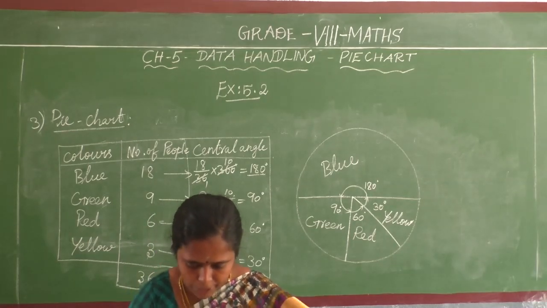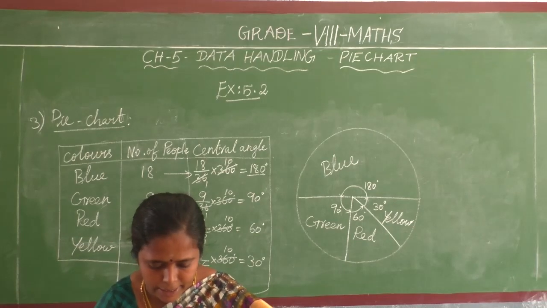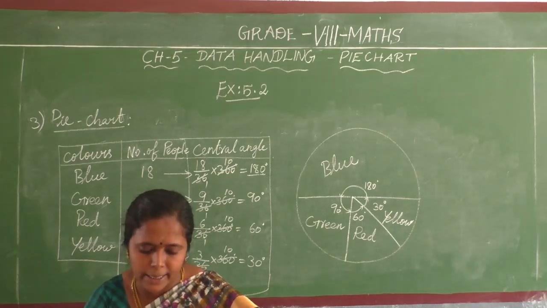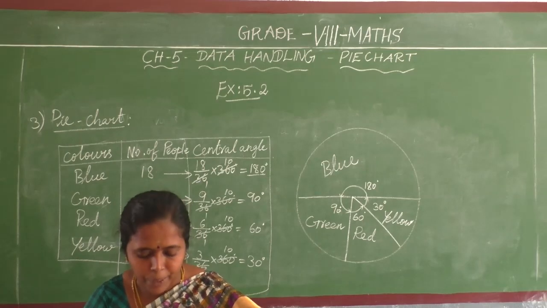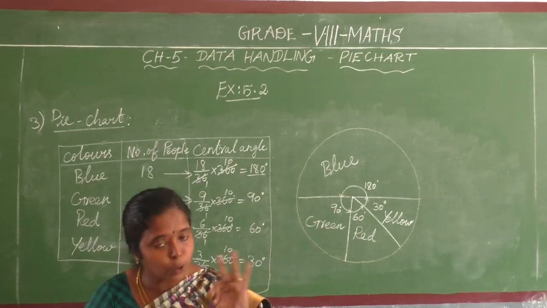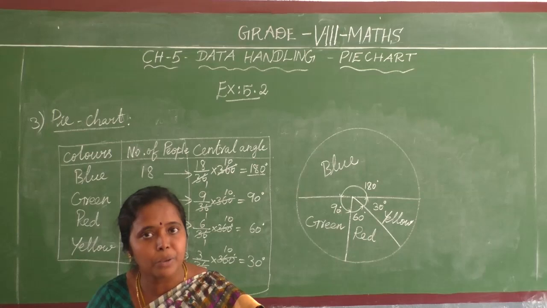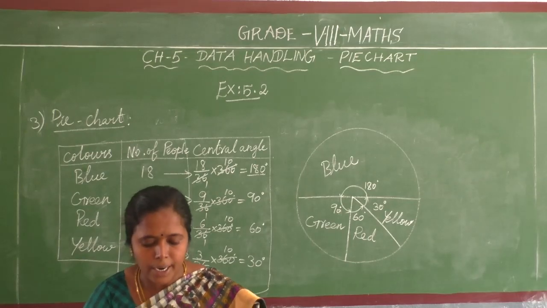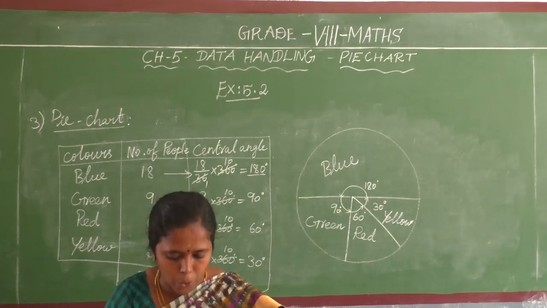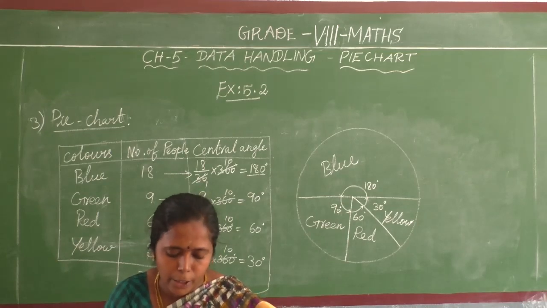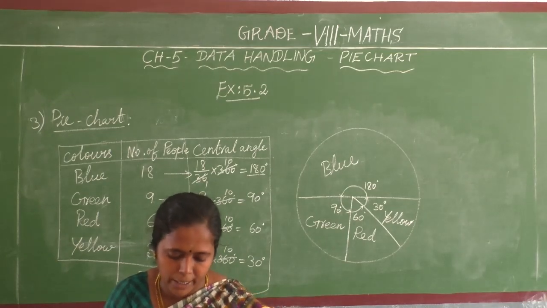In the fifth one, the number of students in a hostel speaking different languages is given below. Display the data in a pie chart. Okay? Just now I have drawn two pie charts, you know. So based on that method, you have to take practice. Fifth question: number of students in a hostel speaking different languages. The data is mentioned there. You have to practice making the pie chart.